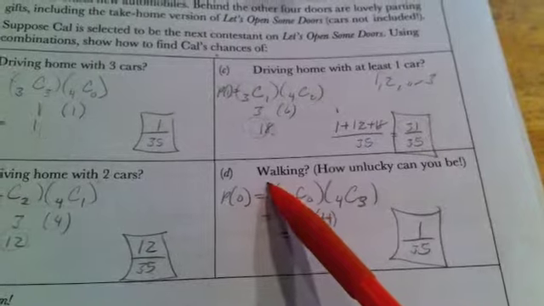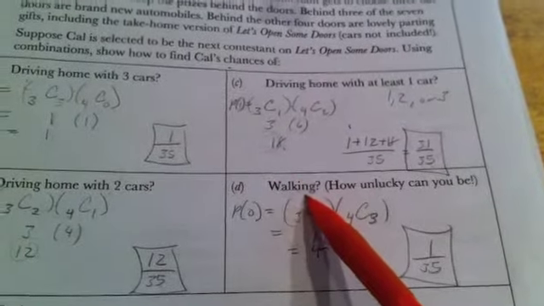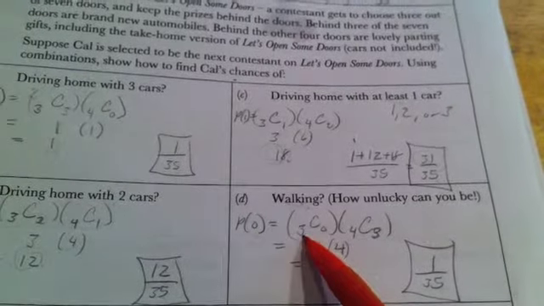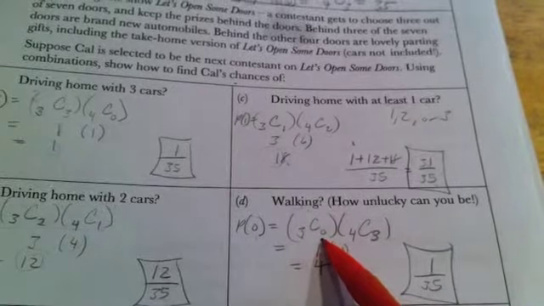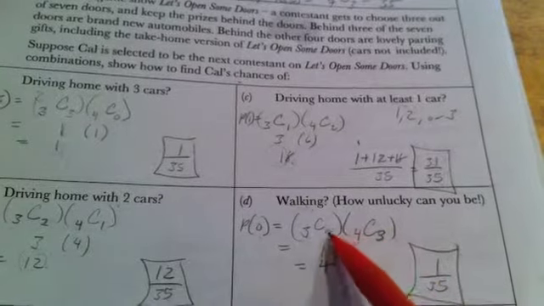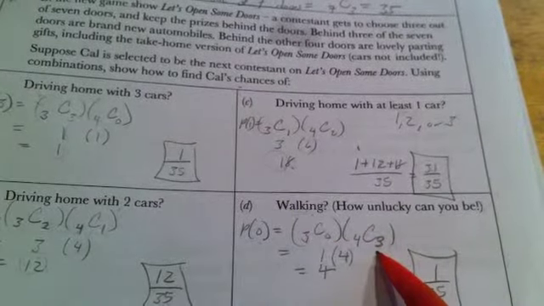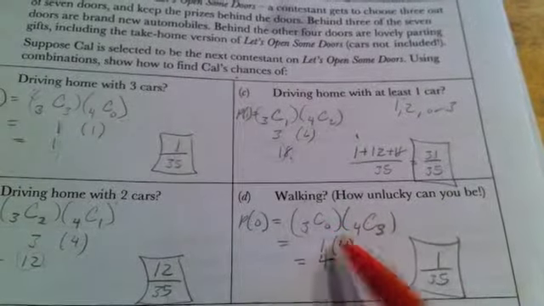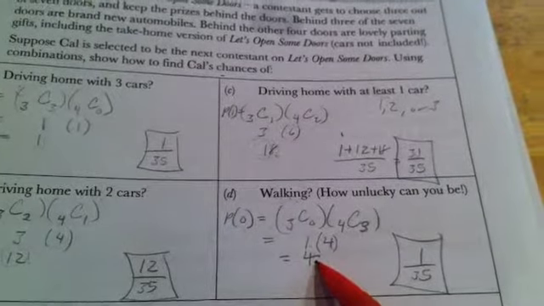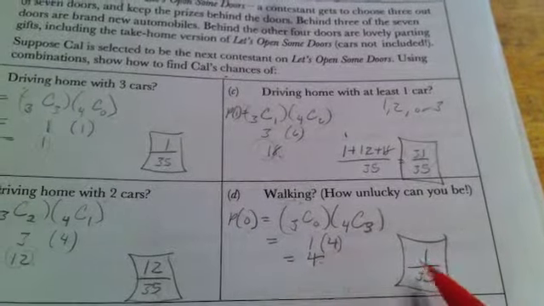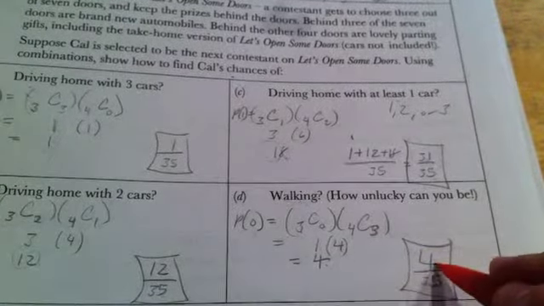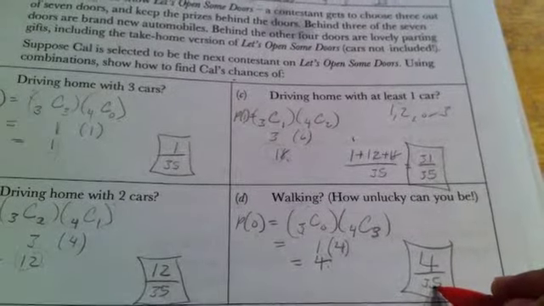For part D, the probability of walking, i.e. getting no cars. So we want the probability of not getting any cars. There are 3 doors with cars. We want to choose none of them. There are 4 doors without cars. We're going to choose all 3 of those. Again, those add up to 3 because we're choosing 3 doors total. So if we crank that, 1 times 4 is 4. So why did I write 1 here? I should have written 4. So there's 4 ways that we want out of 35 ways total.